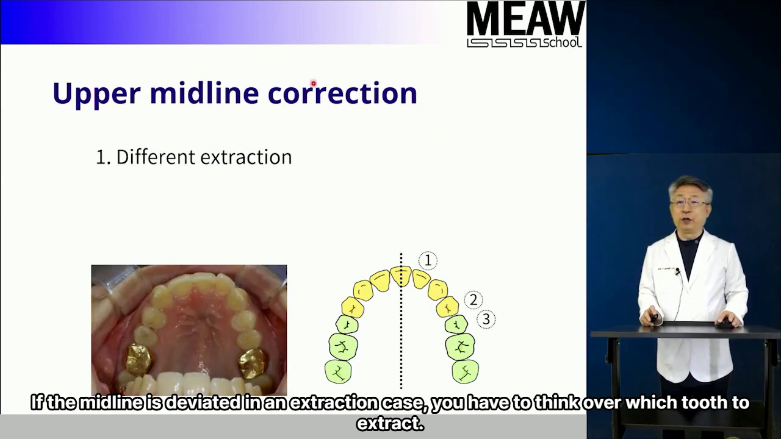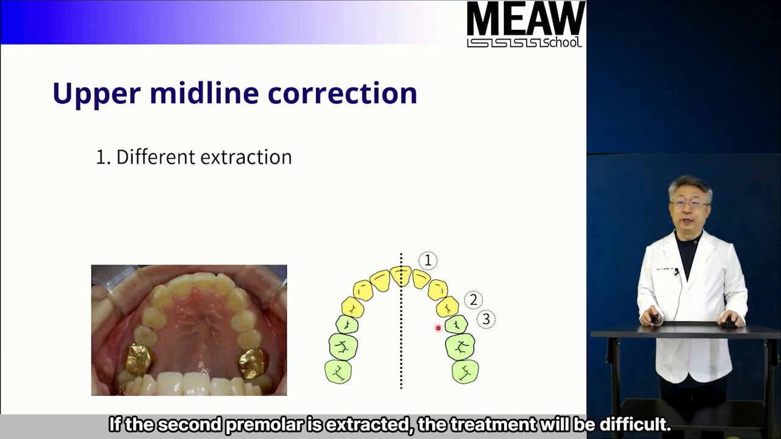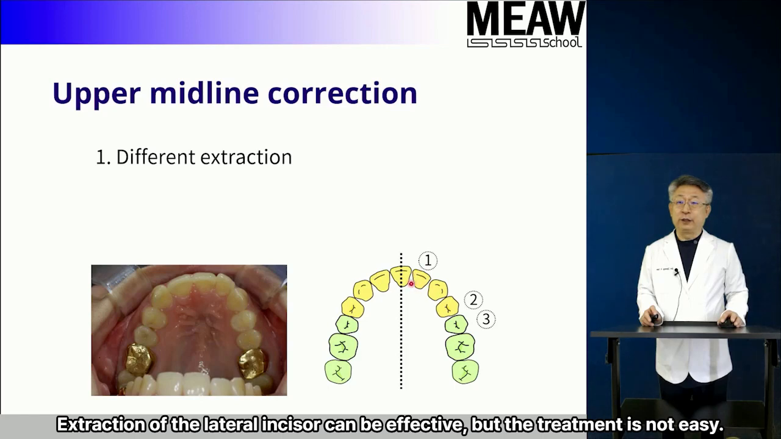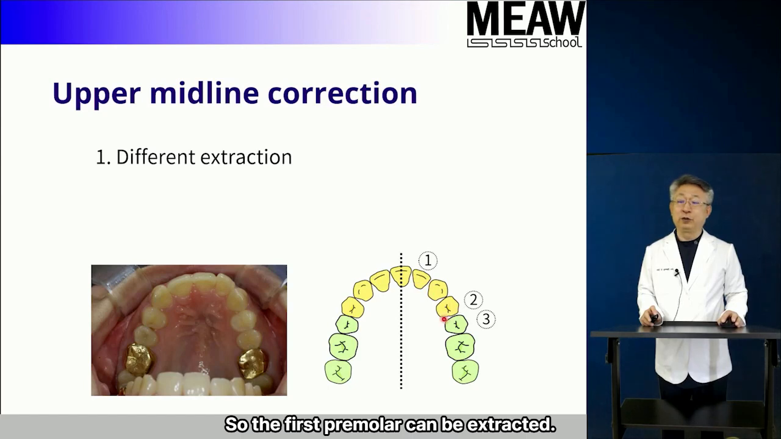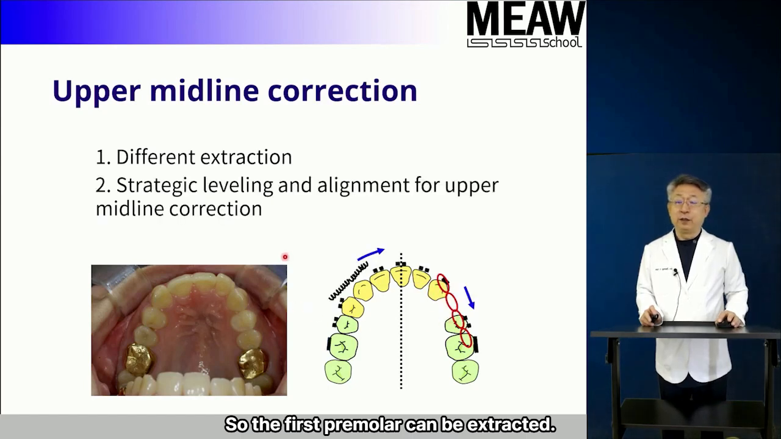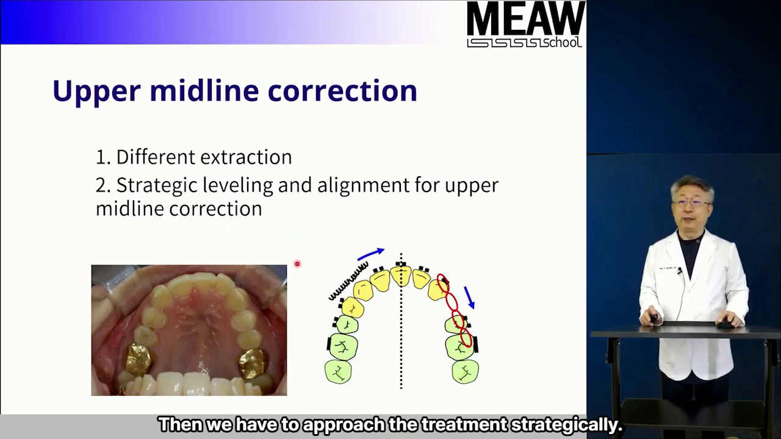If the midline is deviated in an extraction case, you have to think over which tooth to extract. If the second premolar is extracted, the treatment will be difficult. Extraction of the lateral incisor can be effective, but the treatment is not easy. So the first premolar can be extracted. Then we have to approach the treatment strategically.